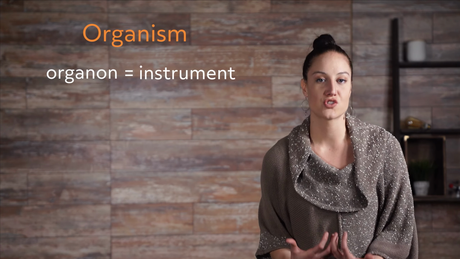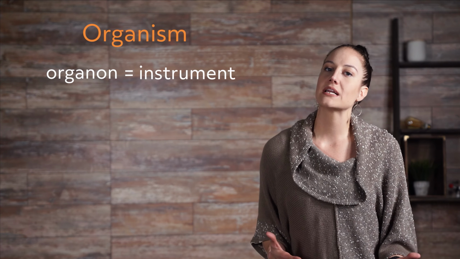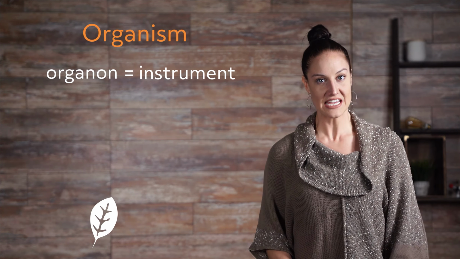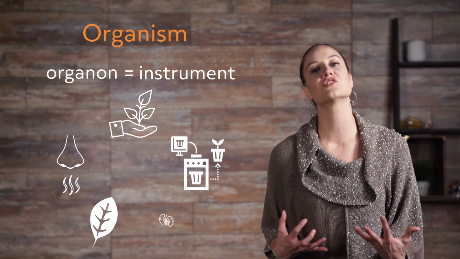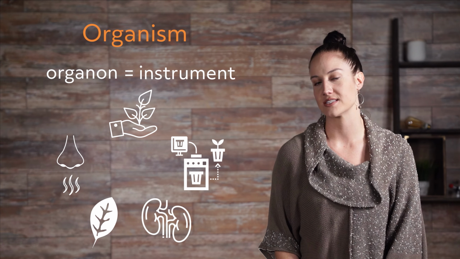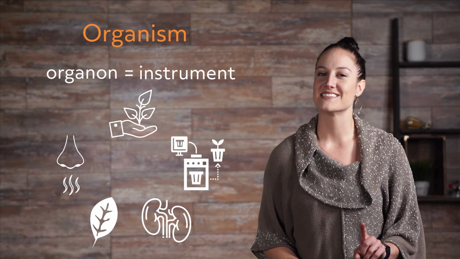Before we dive in too deep, let's define an organism. Organism comes from the Greek word organon, which literally means instrument. In short, an organism is anything that is living, senses, experiences growth, reproduces, and works to regulate internal conditions. But like I said, that is in short.